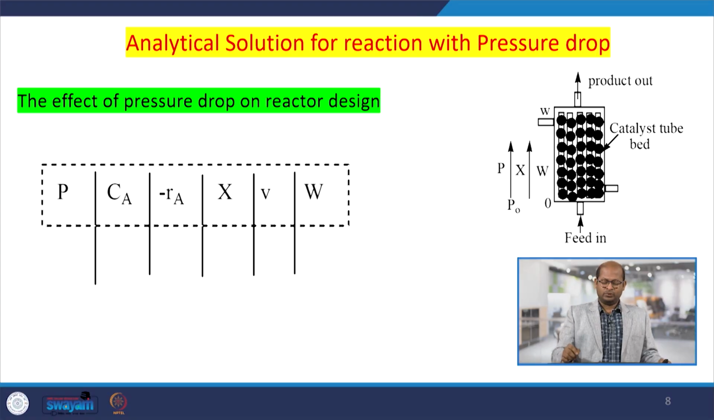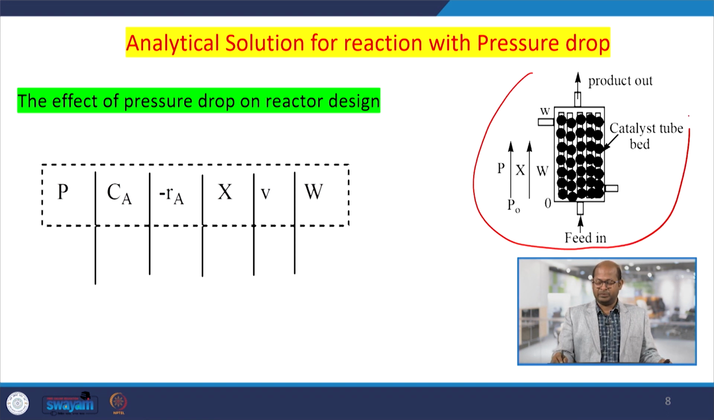Now, the effect of pressure drop. Pressure drop is one parameter in the packed bed reactor, and since this is a packed bed reactor, it is associated with many other parameters. Here is the packing of the catalyst. If we change the packing of the catalyst, the weight of the catalyst, or the length of the bed, then pressure drops or pressure changes would occur inside the reactor.